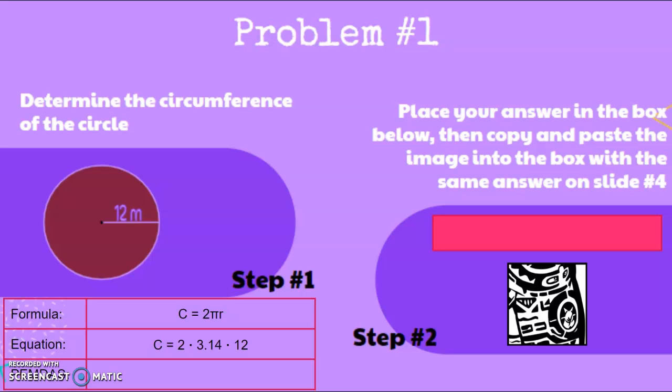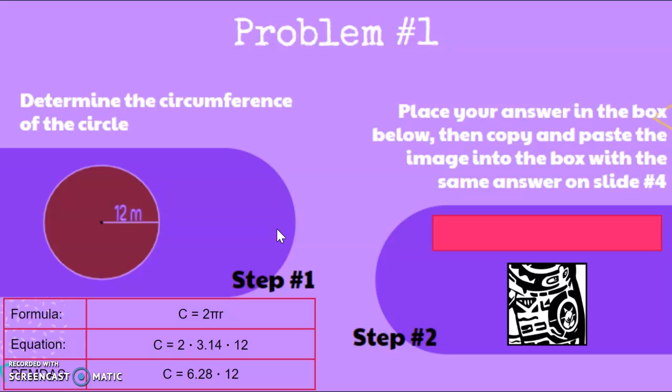So my formula is c equals 2 times pi times r. I plug in all the values I know. C equals 2 times 3.14 times 12. I use my order of operations, which is I look for parentheses, I don't have any. I look for exponents, I don't have any. Multiplication, I have a lot of that. So we go from left to right.